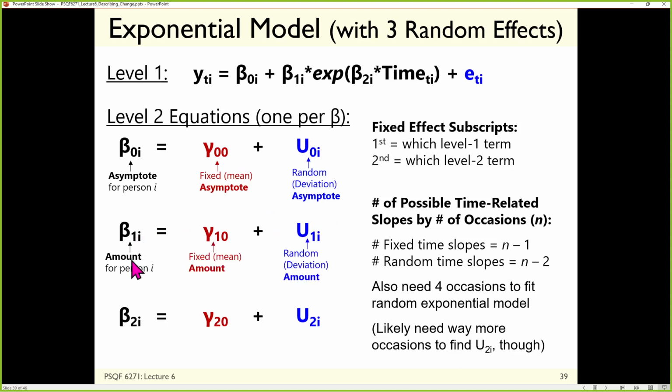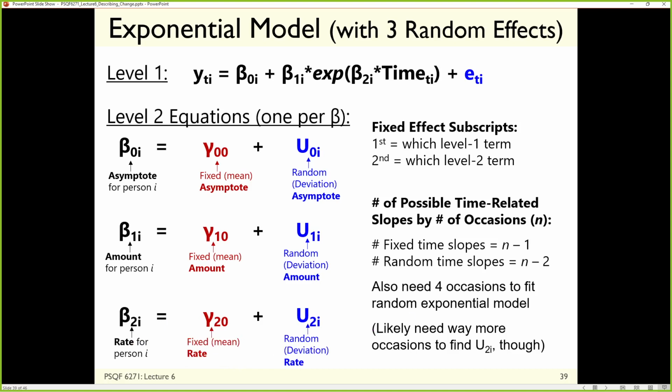Beta 1 is the amount of change, and that can have a fixed part and a random part. So people can differ in the total amount of improvement that they exhibit relative to where they start to where they end up, the asymptote. And then the rate parameter can have a fixed part and a random part.